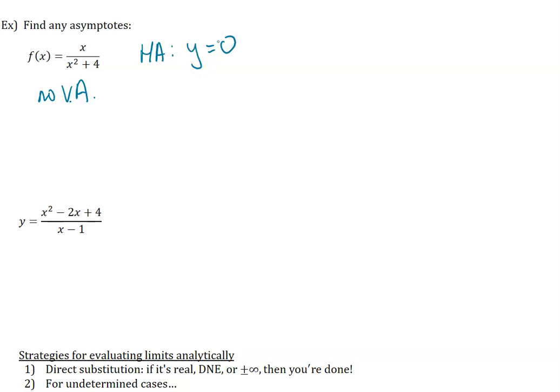Okay, now, real quick, I want to show you how you would do this with limits if you wanted to. To check for a horizontal asymptote with a limit, we would ask, what is the limit as x approaches, and you could put plus or minus infinity. It doesn't matter. I'm just going to use positive infinity consistently here. Okay, so limit as x approaches infinity of x over x squared plus 4.